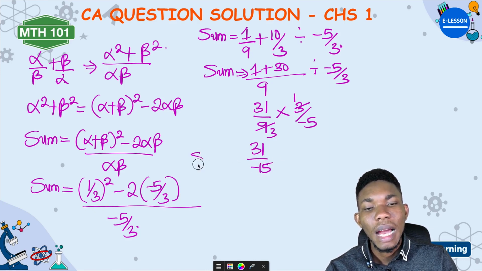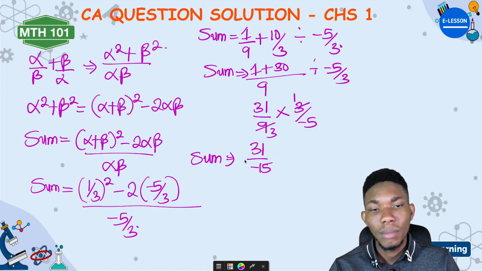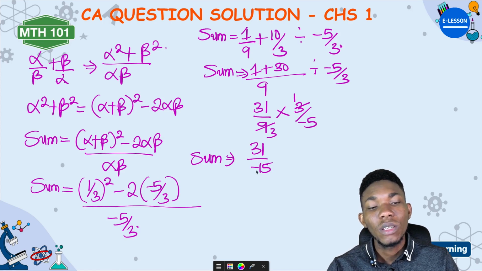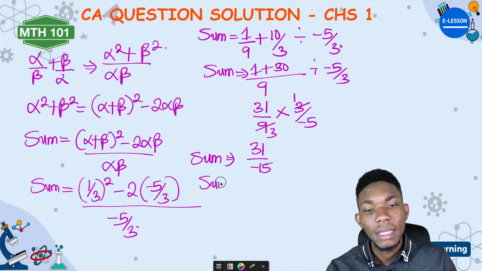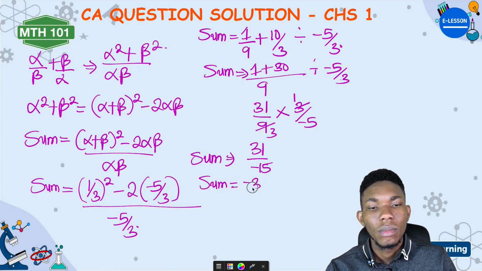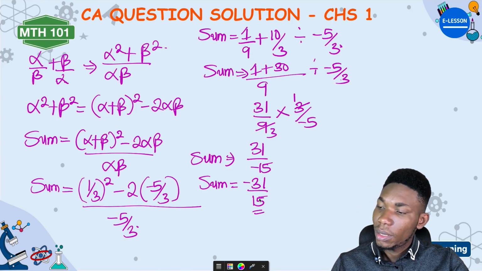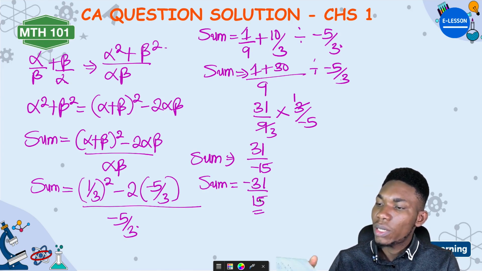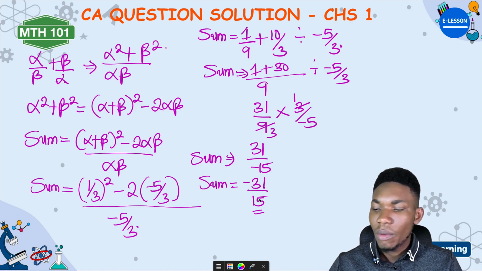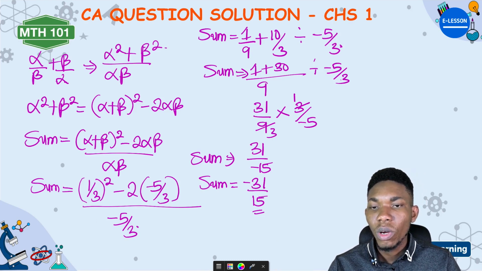So our sum is 31, minus 31 rather. 31 over minus 15, which we can write as the sum, minus 31 all over 15. All right? So the next one now, aside from that one, is the product.